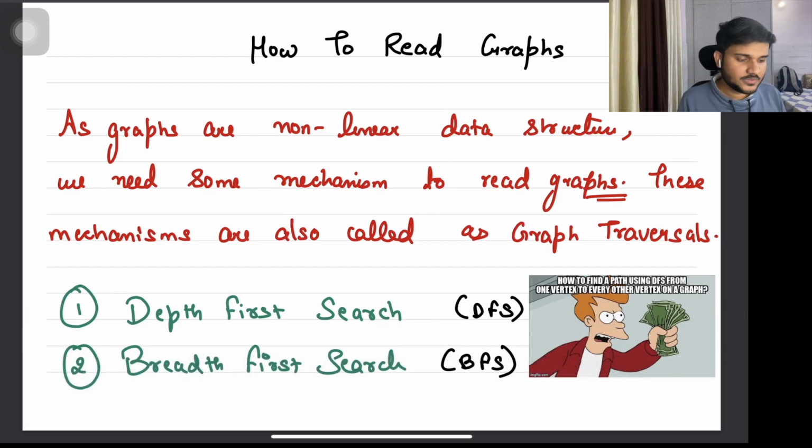So let's just start. Being a non-linear data structure, the biggest question that should arise in our mind is, as graph is a non-linear data structure, how can we read graphs? How to read an overall graph, that okay, this is a unique representation of the graph? So we need some mechanism in order to read graphs, and these mechanisms are sometimes called graph traversals. There are basically two graph traversals: depth first search and breadth first search. First of all, we are going to discuss depth first search in a lot more detail in this video.